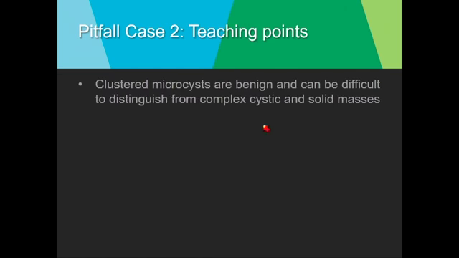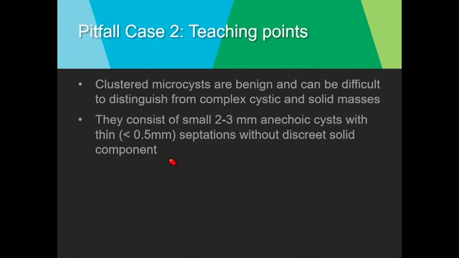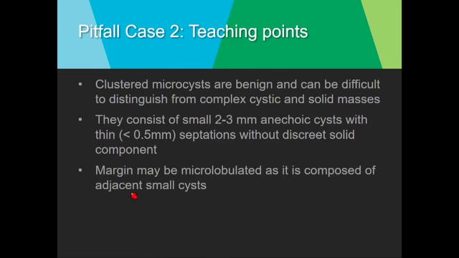Clustered microcysts are benign and can be difficult, if not impossible, to distinguish from complex cystic and solid masses, and sometimes you just have to biopsy a clustered microcyst to prove it. These will consist of small anechoic cysts with thin septations without discrete solid components. It's important to note that these can have microlobulated margins, and that's due to the fact that it's created by small cysts, and the walls of those small cysts, kind of like a cluster of grapes, may have a microlobular margin. And there should be no internal vascularity.